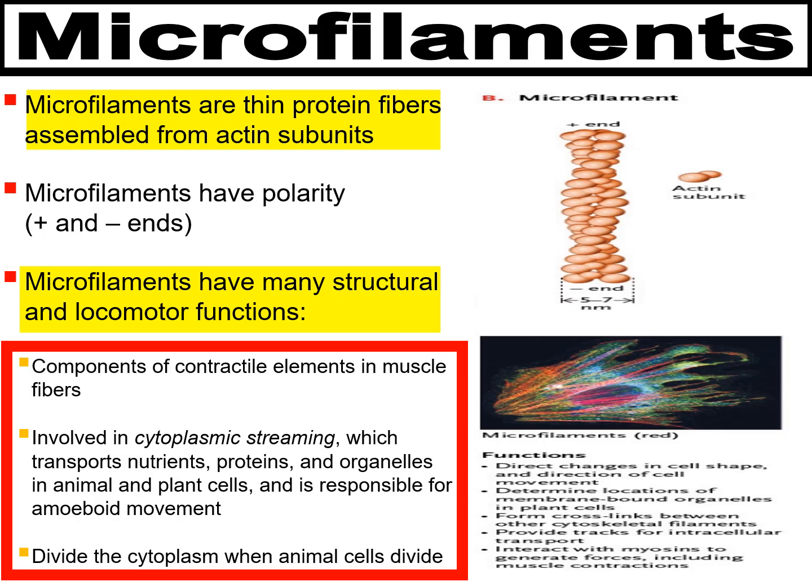Microfilaments are one of three components of the cytoskeleton. Microfilaments are the smallest filaments of the cytoskeleton. Microfilaments have roles in cell movement, muscle contraction, and cell division. Microfilaments are composed of actin subunits.